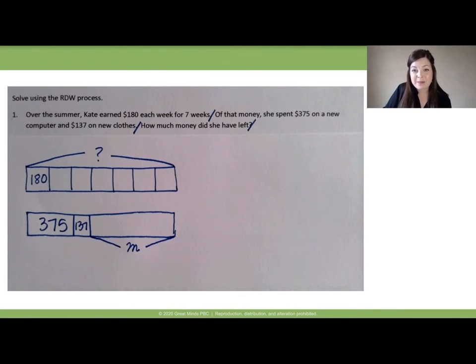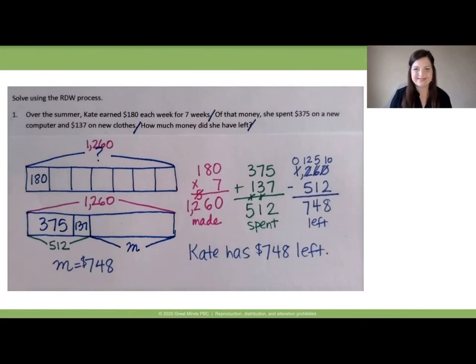Now, let the tape diagram speak to you. What does it tell you about how you might solve? Now, pause the video and solve the problem using numbers, write the value of the variable, and be sure to write an answer statement. When you're done, come back and we'll compare our work. Welcome back. Did you find that Kate has $748 left? If you didn't, be sure to pause the video, compare your work to mine, and see if you can find your mistake.